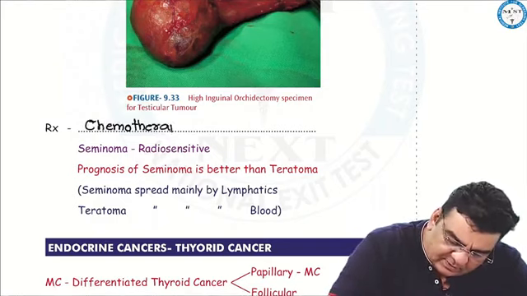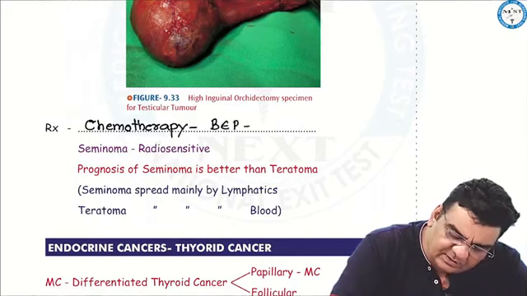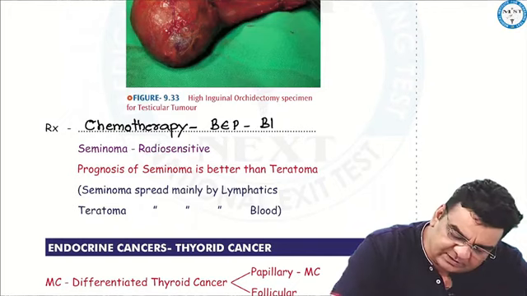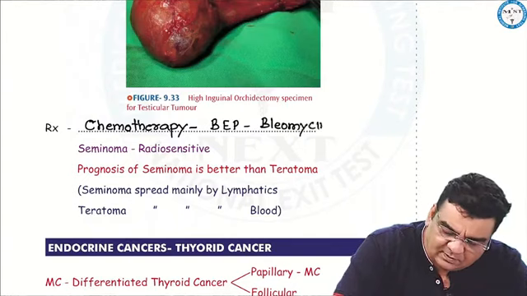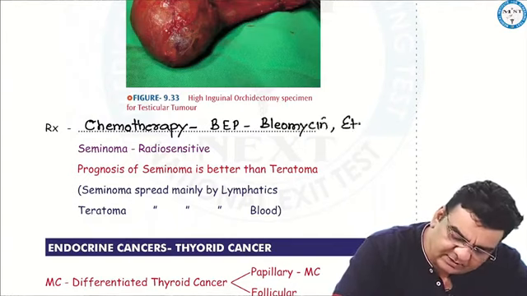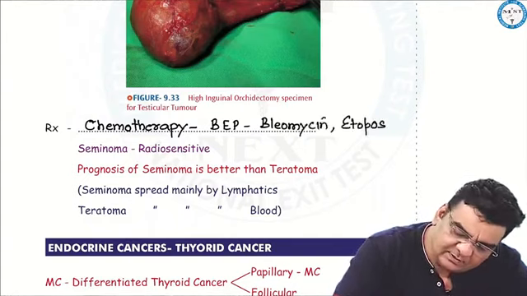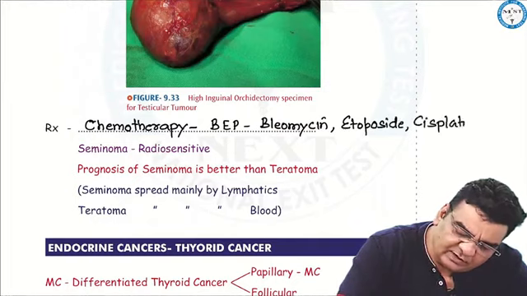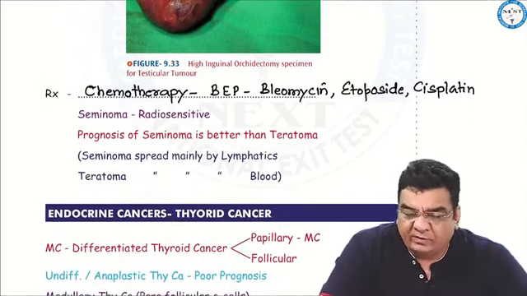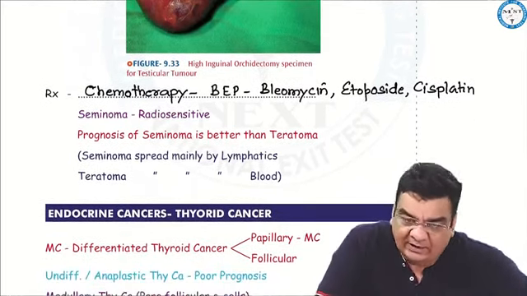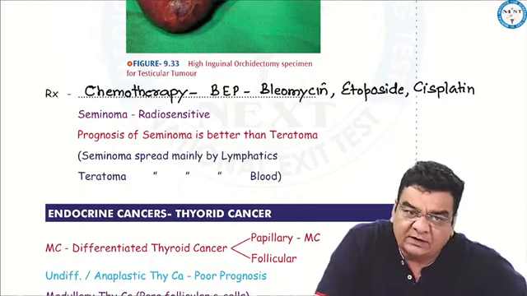Chemotherapy, wherein we use a combination of BEP, that is bleomycin, etoposide, and cisplatin. This is what we are using in the management of testicular cancers. If you remember the cricketer Yuvraj Singh, he suffered from seminoma in the lungs.